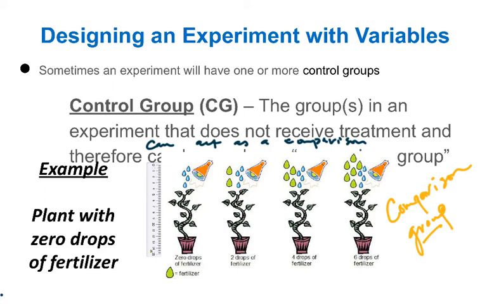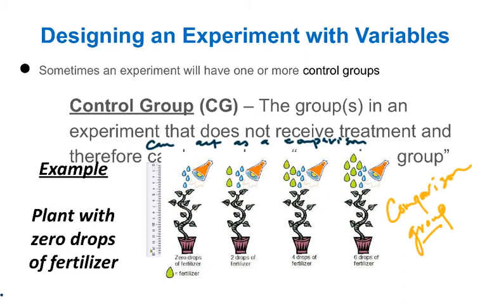Could you have already figured that out? This is the group that gets no fertilizer. Okay, because we want to compare no fertilizer against the rest of these that are getting different amounts. So this is our control group. Without this, we can't be sure that the plant wouldn't have grown that tall without fertilizer.